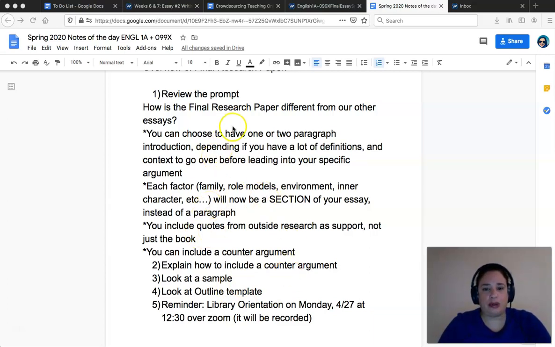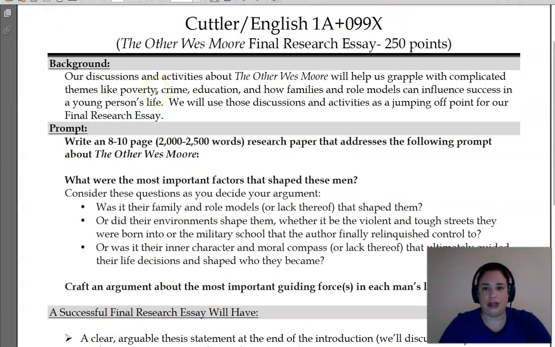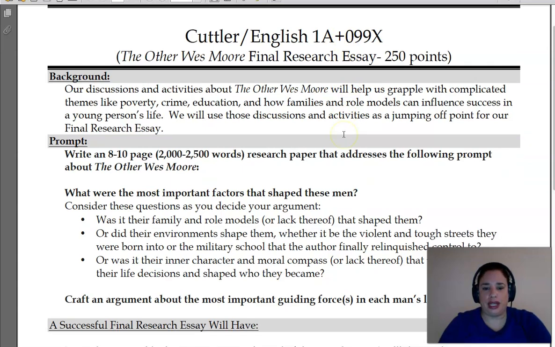So why don't we look at the prompt first, and then we'll go over specifically how this essay is different. Again, depending on what class you're in, this might be your actual prompt, or the deadlines might be a little bit different, but the prompt will be the same. The background is just general information, but basically we're using the book as our jumping off point to really talk about some universal themes that we can extrapolate into all of our lives.